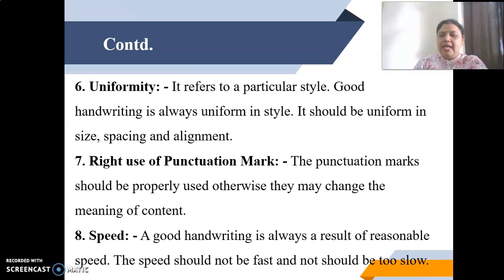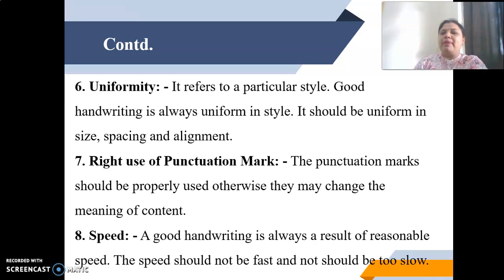Uniformity. It refers to a particular style. Good handwriting is always uniform in style. It should be uniform in size, spacing, and alignment. And that makes your handwriting very beautiful.